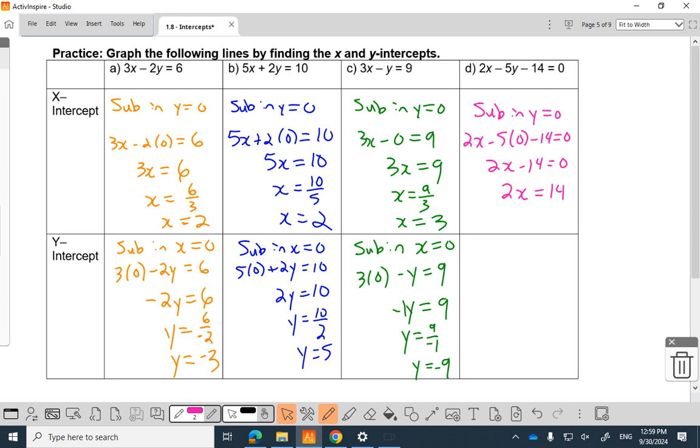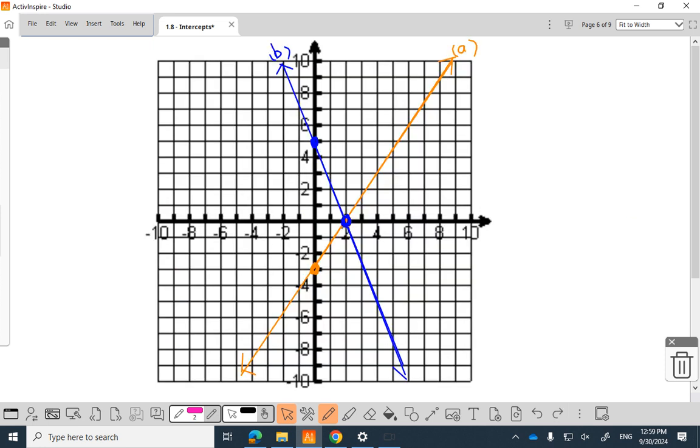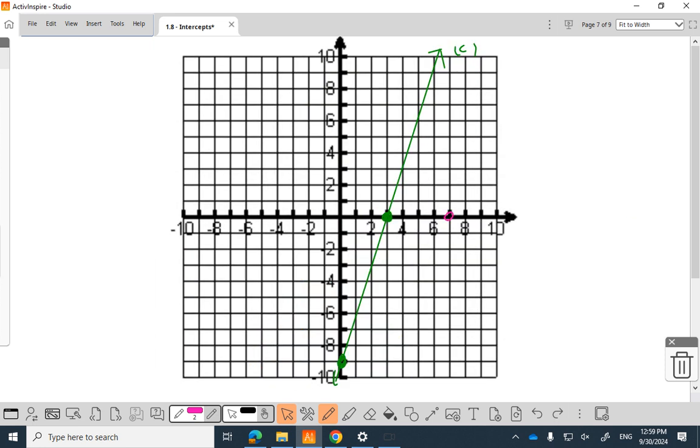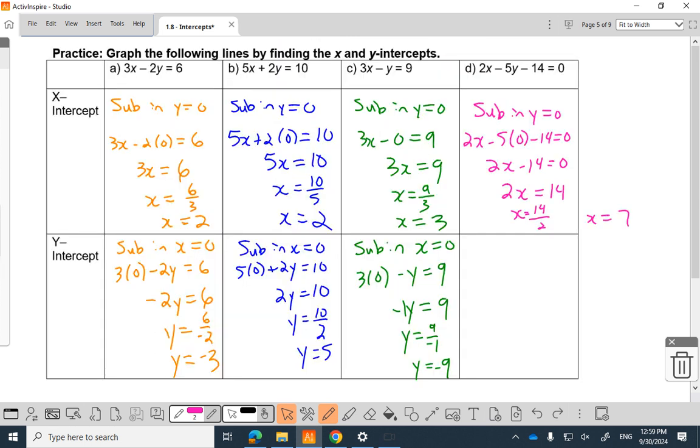So then take the 14, divide it by 2. I ran out of space there, so I went off to the side here and wrote x equals 7. Let me put that on the grid right now so you can see it. I'll come right back. X equals 7. Boom. On the x-axis. Last one.